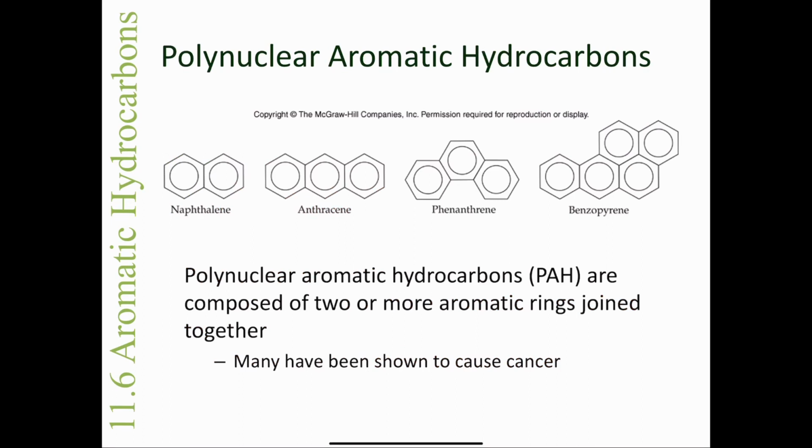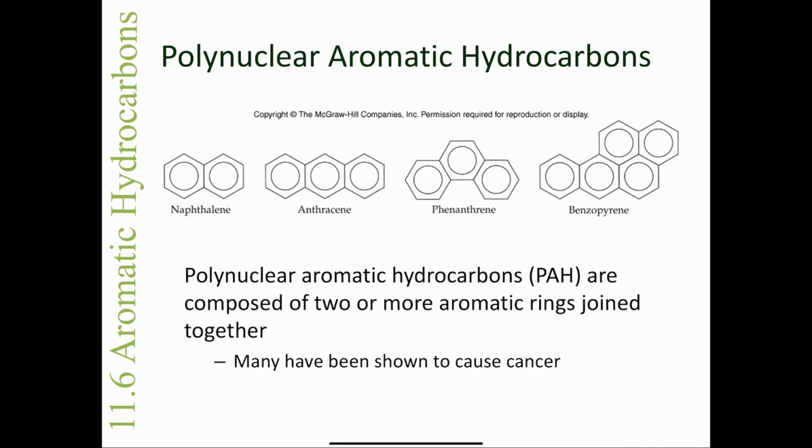The polynuclear aromatic hydrocarbons, or PAHs, are composed of two or more aromatic rings joined together. Many of them have been shown to be carcinogenic. That means that they cause cancer. Naphthalene has a distinctive aroma. It has been frequently used as mothballs and may cause hemolytic anemia, a condition causing the breakdown of red blood cells in humans, but has not been associated with human or animal cancers.